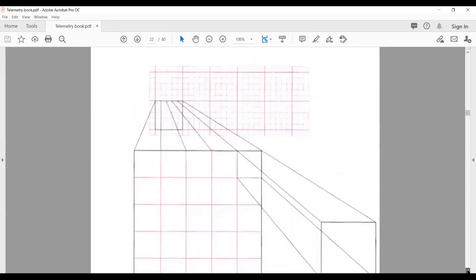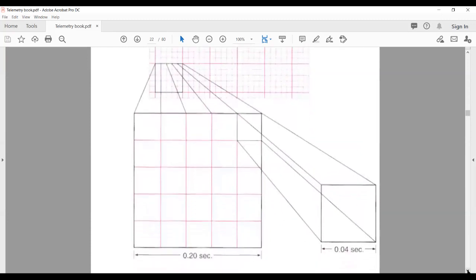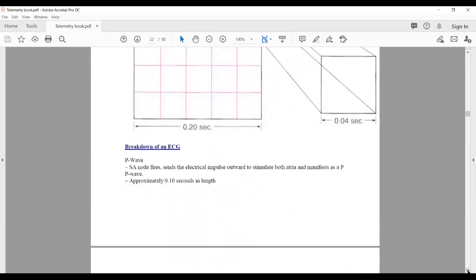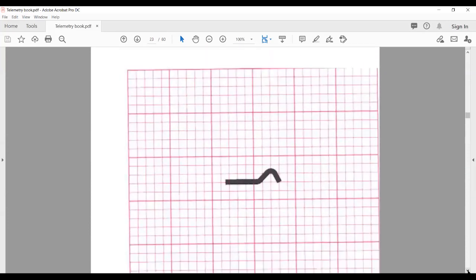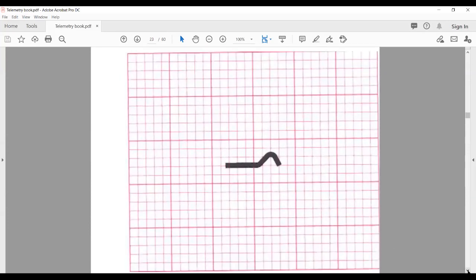Okay, so this is the boxes taken apart. So you can see this is one big box and it's 0.20 seconds across. And this is one small box, 0.04 seconds across. And when you get into measuring, you'll always measure on a horizontal axis. So this is the beginning of a P wave, okay? So we're going from repolarization, the heart is resting, and the SA node is going to generate a P wave. So this indicates depolarization, okay?